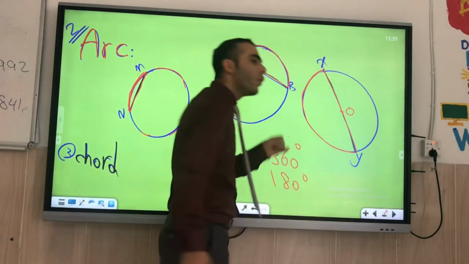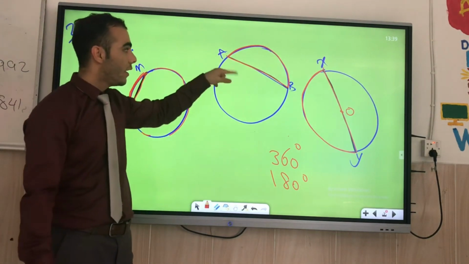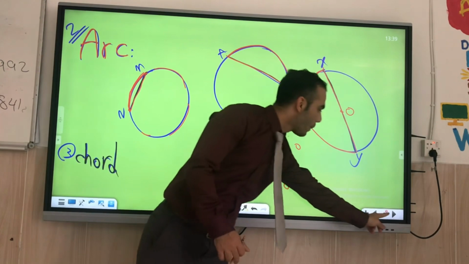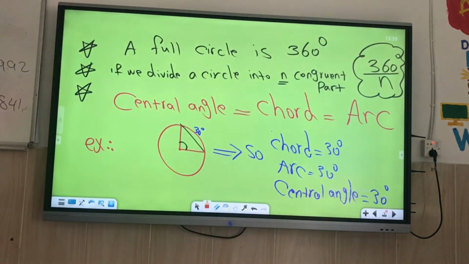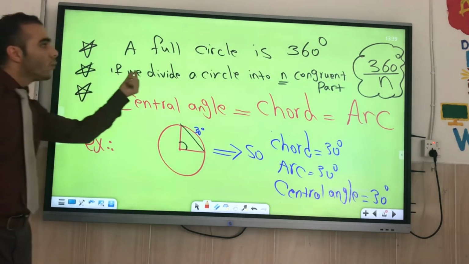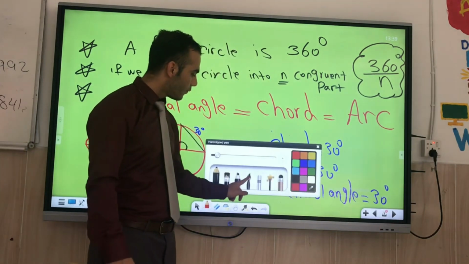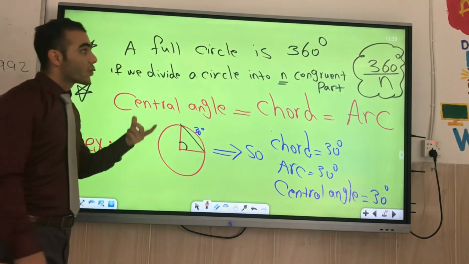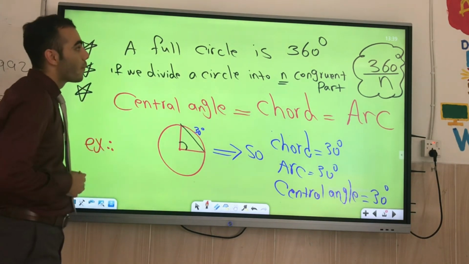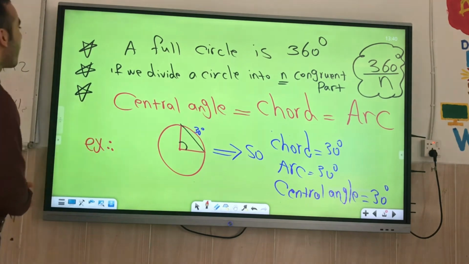So up to now, we studied the central angle, the arc, and the chord. Here we are going to be familiar with some important points regarding these three matters. The first thing is, a full circle is 360 degrees, that we already mentioned. So a full circle is 360 degrees. It might come as a question in the exam.